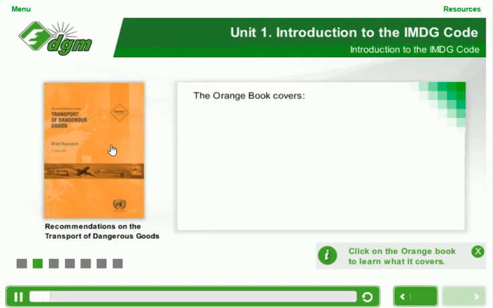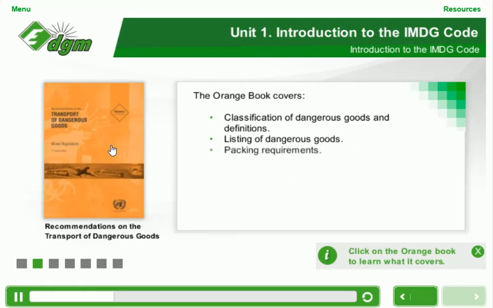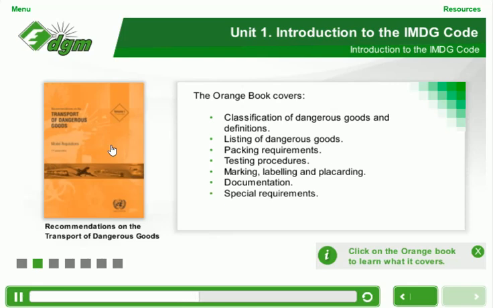The Orange Book covers classification of dangerous goods and definitions, listing of dangerous goods, packing requirements, testing procedures, marking, labeling and placarding, documentation, special requirements, etc. These recommendations contain all basic provisions for the safe carriage of dangerous goods, but they have to be completed by additional requirements which may have to be applied at national level or for international transport, depending on the mode of transport envisaged.